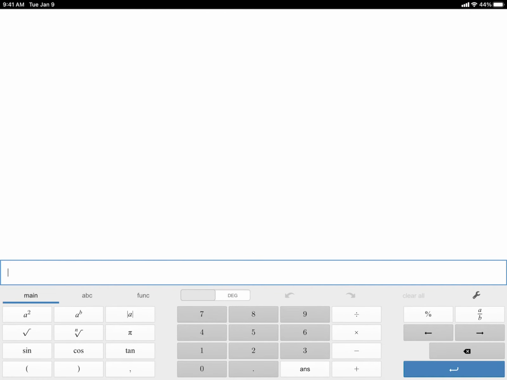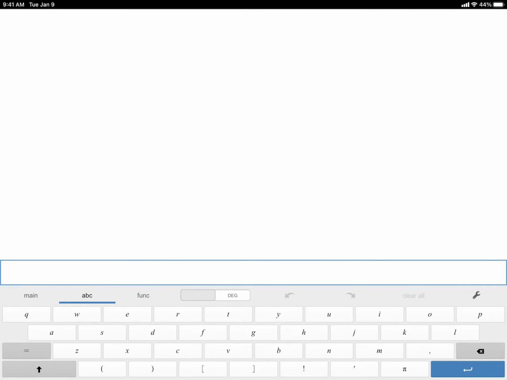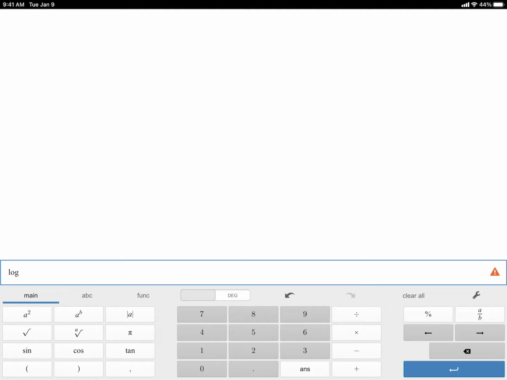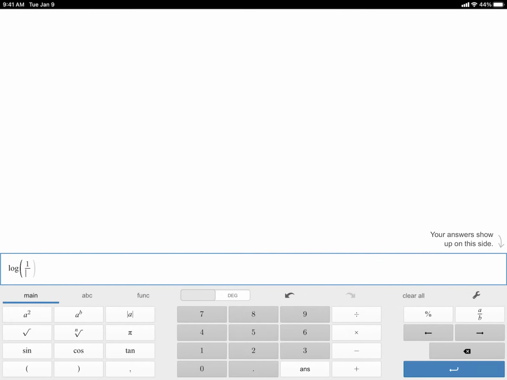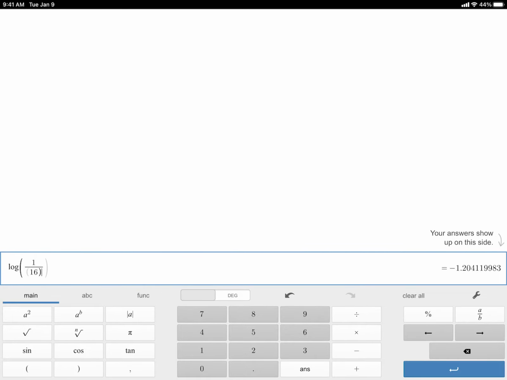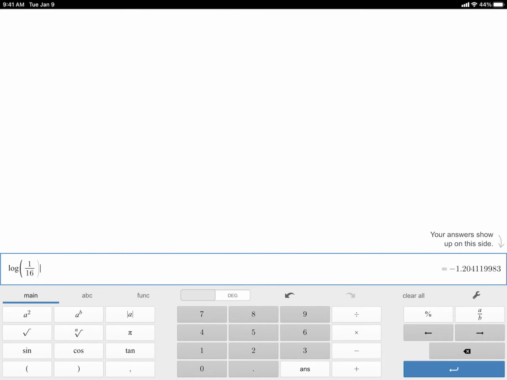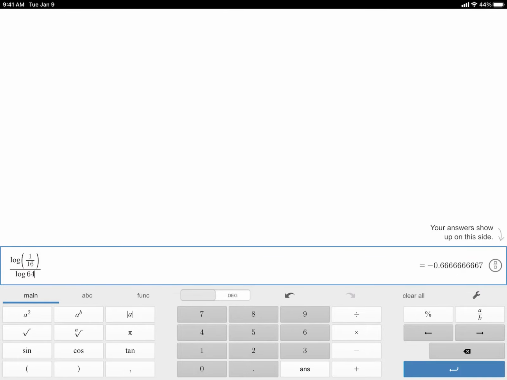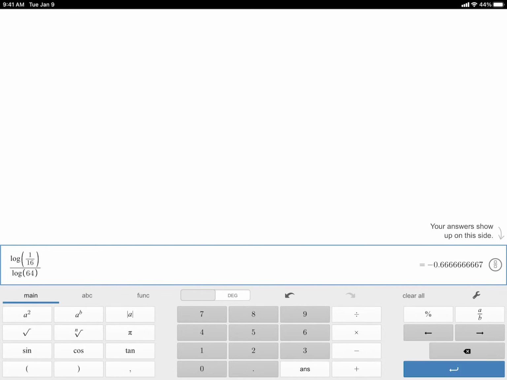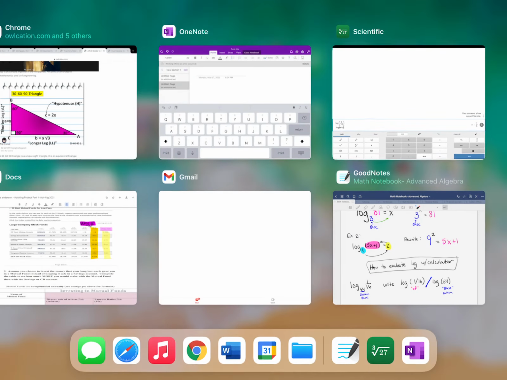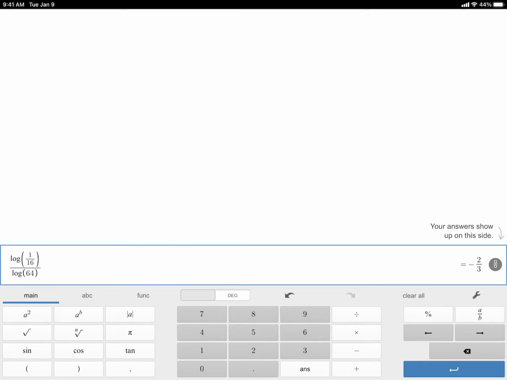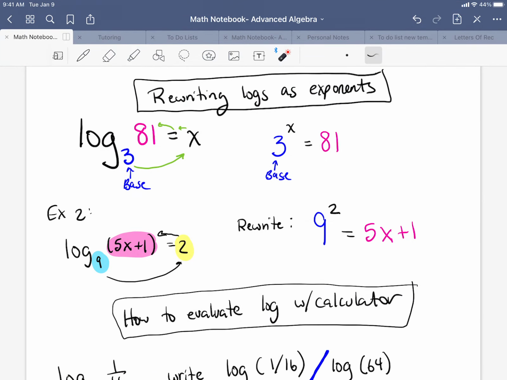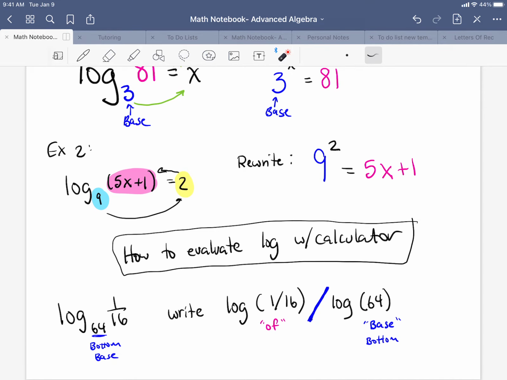Let me show you. So I put log. You can type it in if you have a keyboard. Log, and then you put 1 over 16, I think it was. 1 over 16. Close parenthesis. Oops, I put an extra parenthesis in there. Okay. Divided by log of 64. Oops, let me do parentheses, 64. And that's what you're going to do, and that would be your answer. And if I want it as a fraction, it would be negative 2 over 3. Is that what it was? Yeah, 1 over 16. So that would be my answer, negative 2 over 3. And it makes sense that it's negative because the answer is a fraction. Remember that when it equals a fraction, it's a negative exponent.